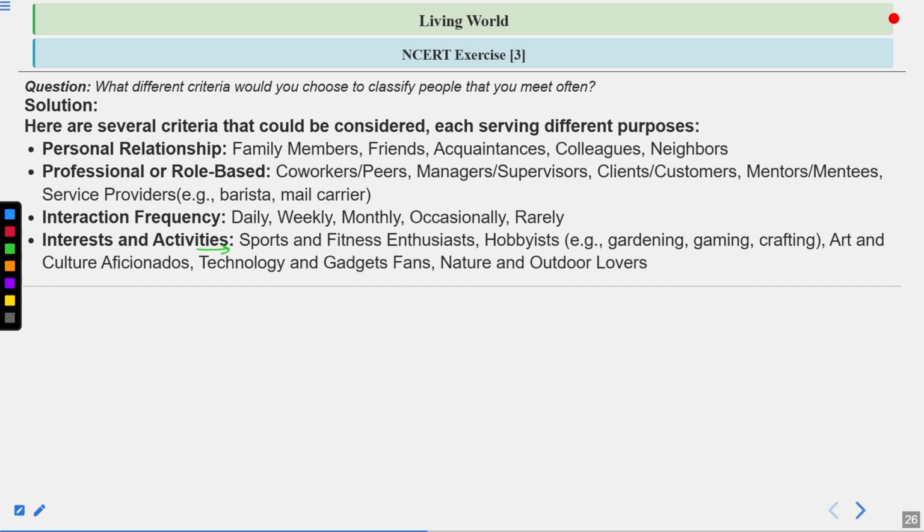The next one is interest in activities. If two people have the same hobbies, then obviously their bonding will be more. They will hang out with each other more. This includes sports and fitness enthusiasts. If two people are enthusiastic about sports and fitness, they might have good bonding. Then if people like gardening, gaming and crafting, they will be working together. Clear? Then they can be art and cultural aficionados, technology and gadget friends, nature and outdoor lovers. So you classify people based on interests and activities also. Basically it is your interest. If you love nature and outdoor activities, then obviously you will make friends with people who also love nature and outdoor activities.